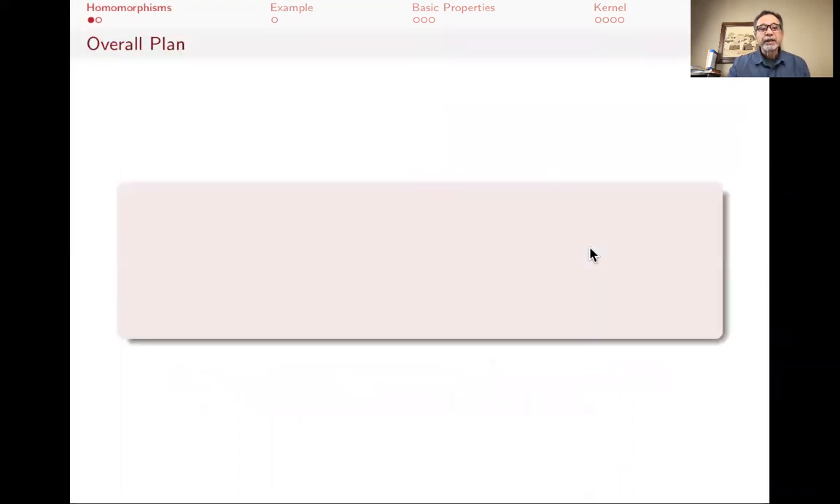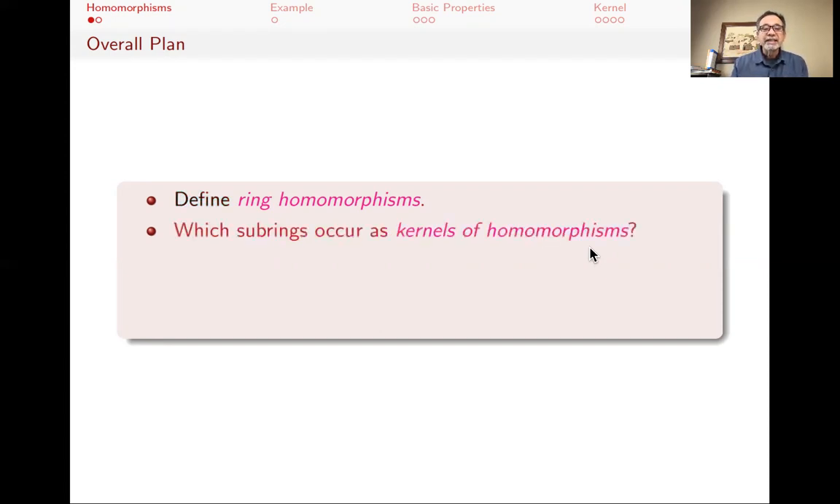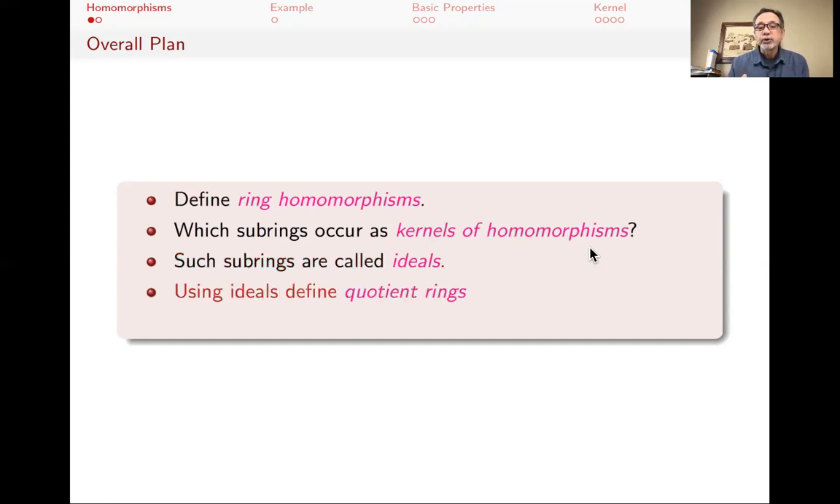So let's get started. The overall plan at this part of ring theory is for us to define ring homomorphisms. Whenever we have an algebraic object, we define subobjects like subgroups or subrings. And then right after that, we define group homomorphisms, or in this case, ring homomorphisms. We do that because then we want to see which kind of subrings occur as the kernels of these homomorphisms. And then those kernels will be called ideals. And those are going to be exactly the kind of subrings for which we can define quotient rings. So quotient rings will be defined using ideals.